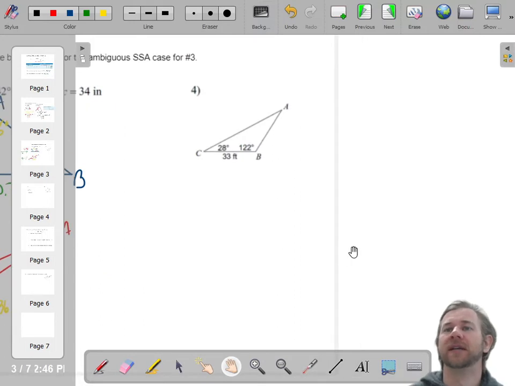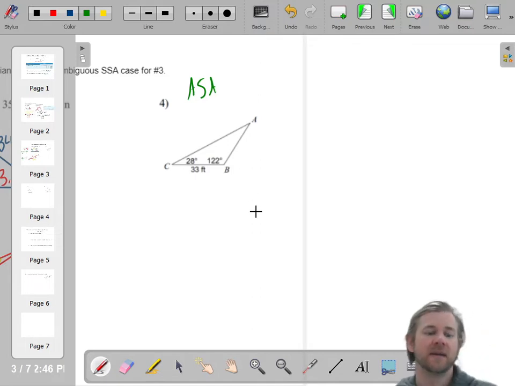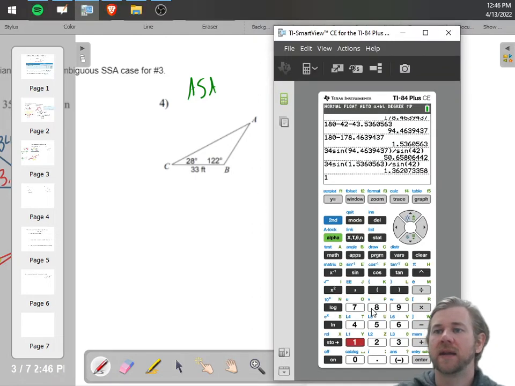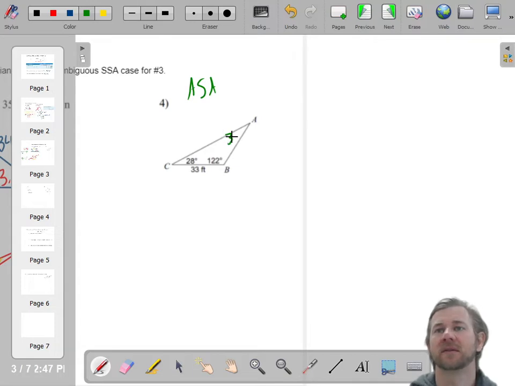All right, let's do one that's a little easier. This is angle, side, angle, so I can do law of sines. I'll first find missing angle A. Subtract from 180: 180 minus 28 minus 122 is 30 degrees. Ooh, 30, that's nuts. So I'm going to get a circle, that's nice.